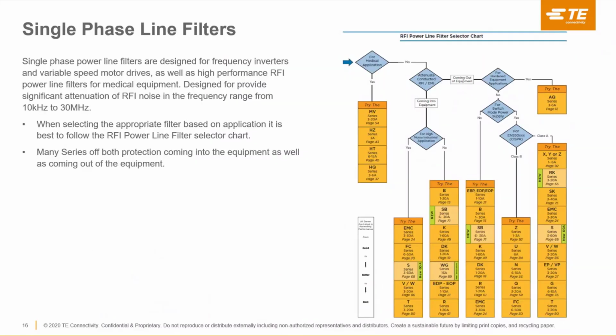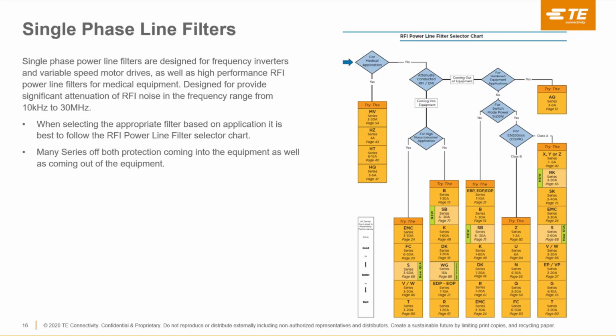So again, single phase power line filters are designed for frequency invertibles and variable speed drives, motors, as well as high performance RFI power lines for medical equipment. Designed to provide the most significant attenuation for RFI noise, and the frequency ranges from 10 kilohertz to 30 megahertz.